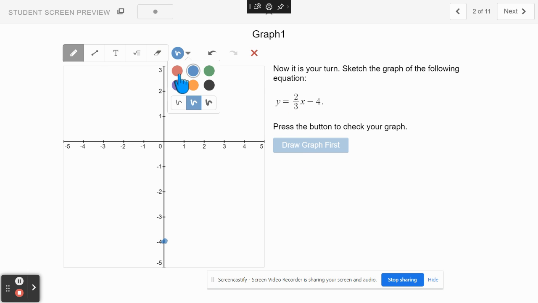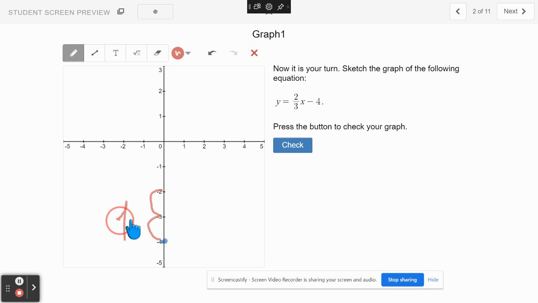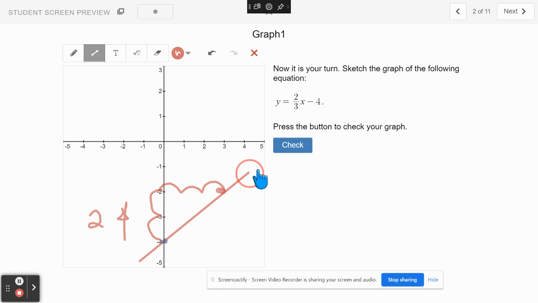Rise 2. I'm going to use a different color so it pops. So I went up 2. All right, I rose 2. And then I'm going to run 1, 2, 3. Okay? And there's my other point. And then let me get my straight line tool. Boom. And then I want you to do that. So I rose 2 and I ran 3. Okay? Now let's hit the button to check it.